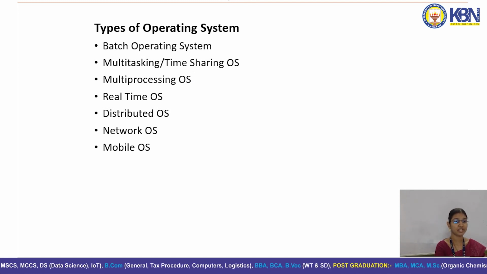Now real-time operating systems. Distributed operating system means you can use different machines together. Network operating system: you are using a network. Whichever type of data you have to store, you can access in the network operating system. Mobile operating system: in this operating system you are using Android and iOS.